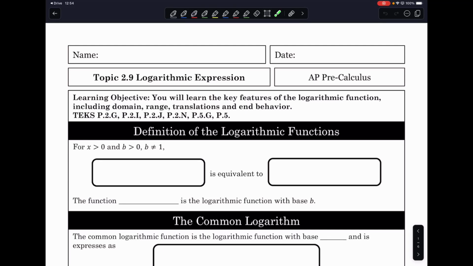Hello class. In lesson and topic 2.9, logarithmic expressions, you will learn the key features of the log functions, including the domain and range, translations, and end behaviors. Okay. Now, let's start with the definition of a log function. What specifically is a log function?